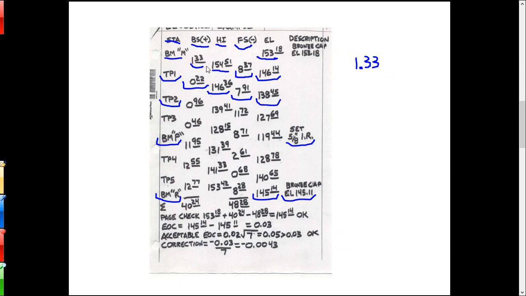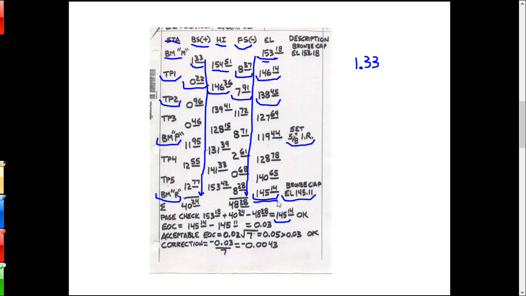The first thing we want to do is check our arithmetic. To do that, you add up all the back sites and get the sum of the back sites, which in this case is 40.24, and then add up all the fore sites, which in this case is 48.28. Then to check your arithmetic, you take your first elevation, the 153.18, add the sum of the back sites and subtract the sum of the fore sites, and we end up with 145.14, which is what we calculated when we kept the notes here. So that's okay. That's a check on our arithmetic.